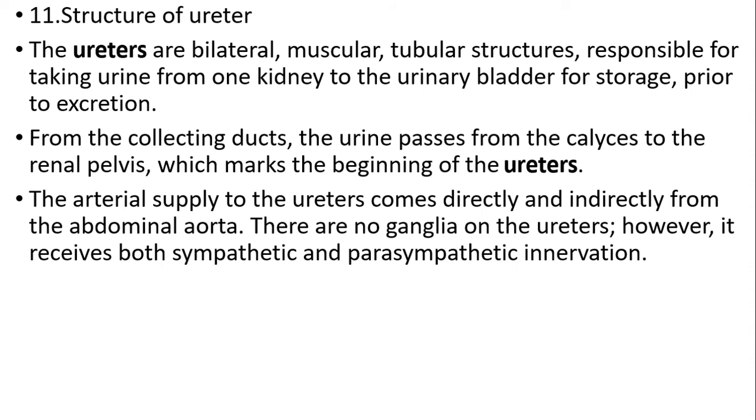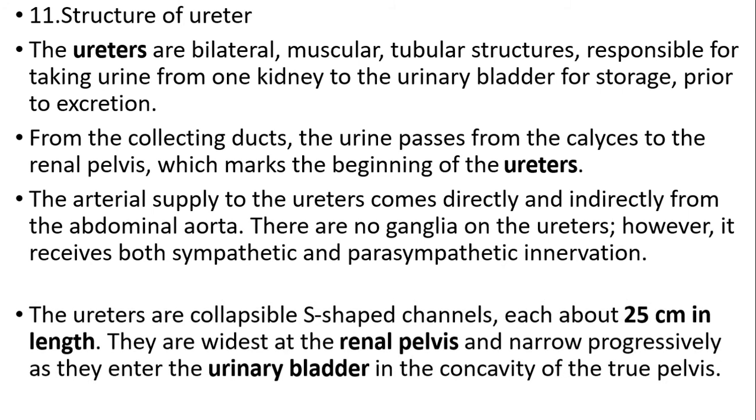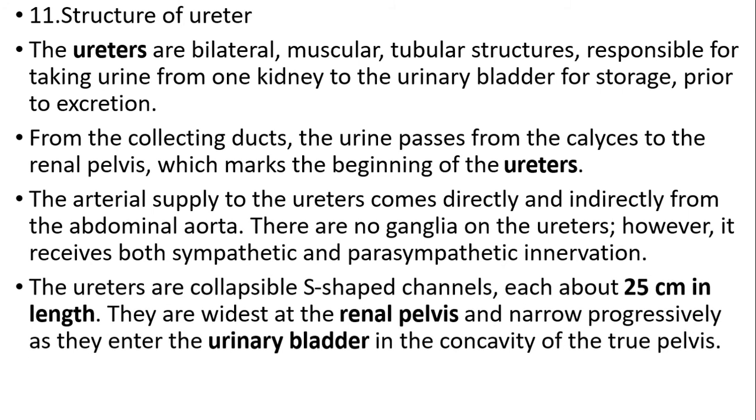There are no ganglia on the ureters. However, they receive both sympathetic and parasympathetic innervation. The ureters are collapsible S-shaped channels, each about 25 cm in length. They are widest at the renal pelvis and narrow progressively as they enter the urinary bladder in the concavity of the true pelvis.